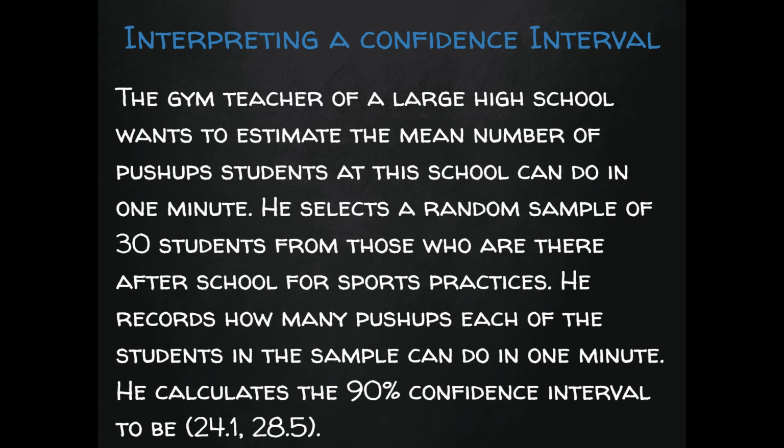Now I want to come over here and look at an example with you guys about how we interpret confidence intervals. So the gym teacher of a large high school wants to estimate the mean number of push-ups students at his school can do in 1 minute. He selects a random sample of 30 students from those who are there after school for sports practice. He records how many push-ups each of the students in the sample can do in 1 minute. He calculates the 90% confidence interval to be 24.1 to 28.5.